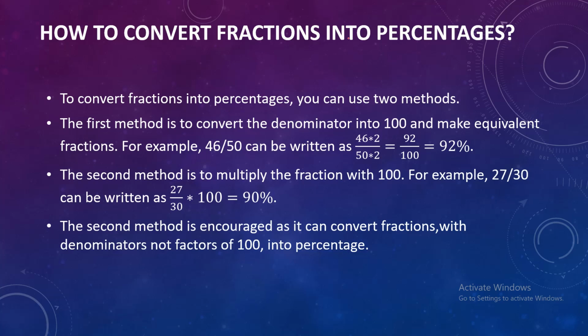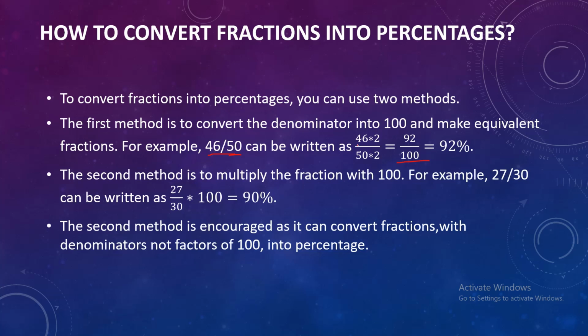So how to convert fractions into percentages? This is a very major topic. To convert fractions into percentages, you can use two methods. The first method is to convert the denominator into 100 and make equivalent fractions. So 46 by 50 is a fraction, and as you can see the denominator is 50, and 50 is a factor of 100, right? So 50 into 2 is equal to 100.